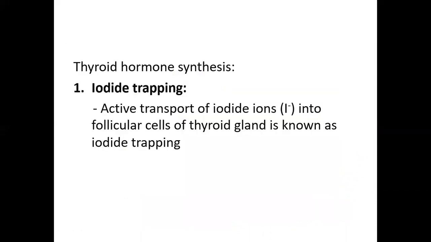Thyroid hormone synthesis. Iodine trapping is the active transport of iodide ions into the follicular cells of the thyroid gland, known as iodine trapping. Here, iodide ions are actively trapped inside the thyroid gland.